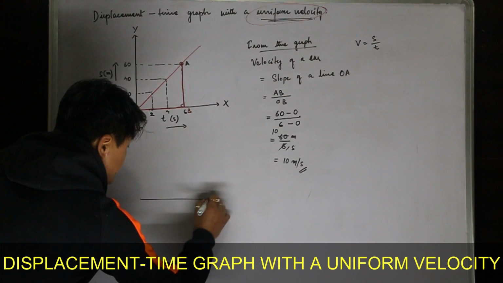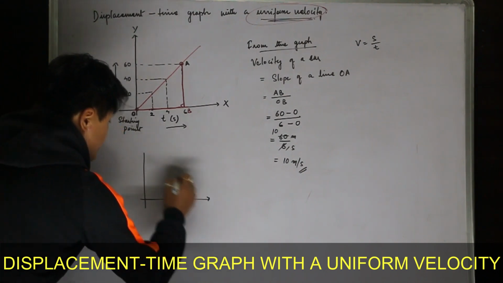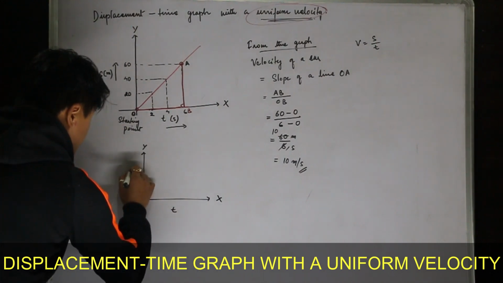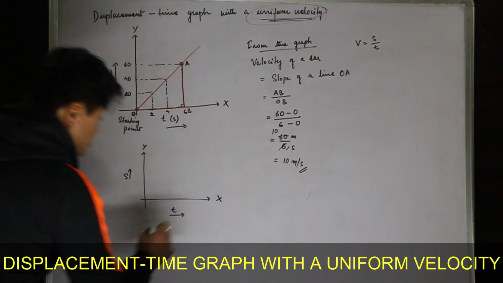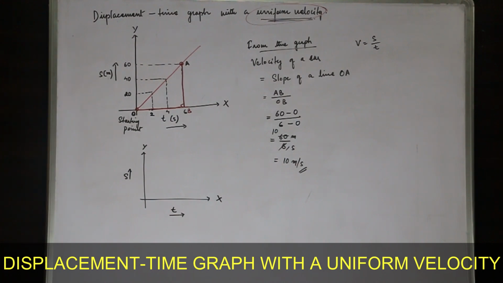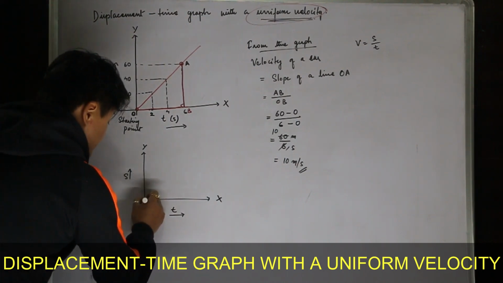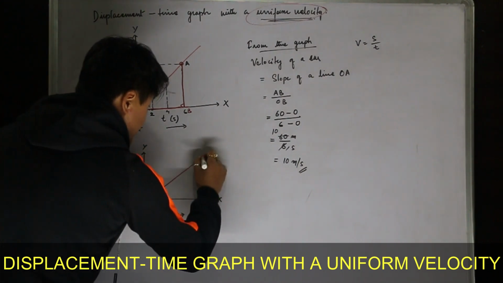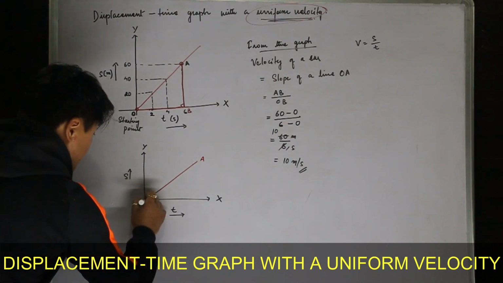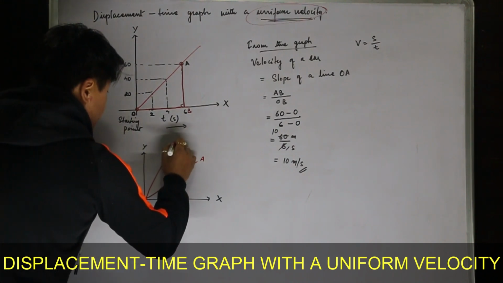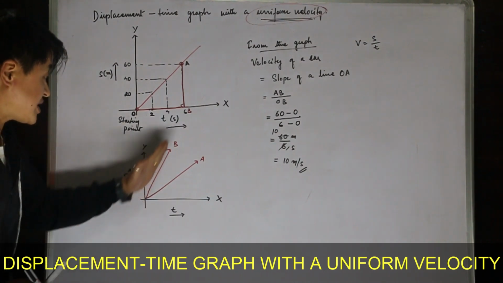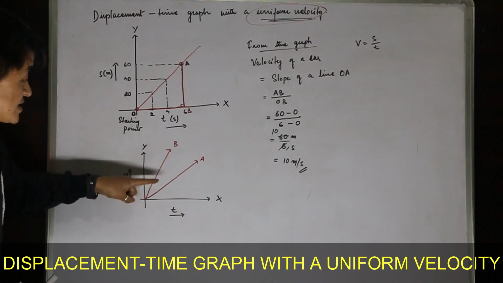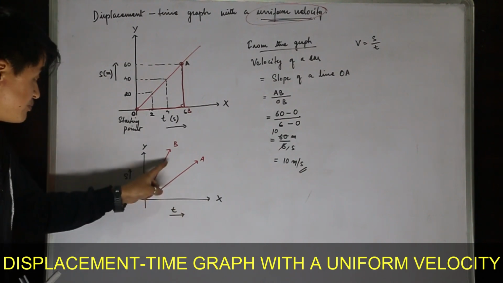One more thing, if the body is moving with a uniform velocity, suppose this is your x-axis, this is your y-axis, this is your time, this is your displacement. Now see here, I'll make two bodies. They are starting from here. This is the path followed by moving body A, and this is the path followed by moving body B. Here it is a straight line. This means the displacement time graph here is a straight line which is inclined to the x-axis in both the cases.